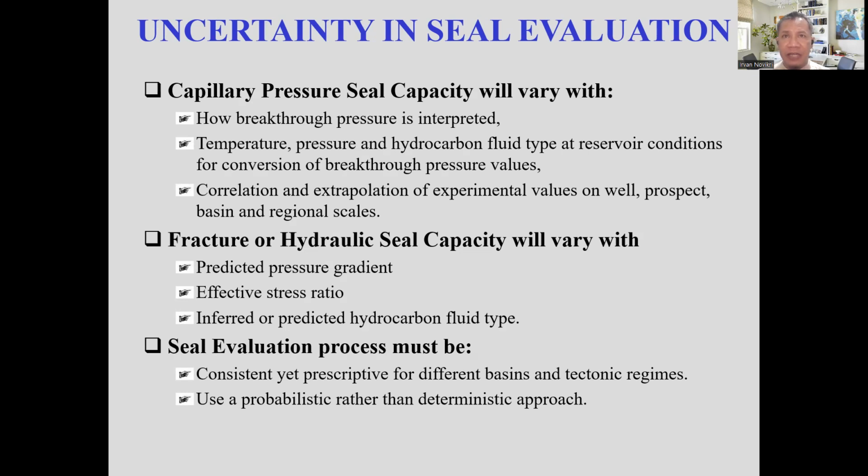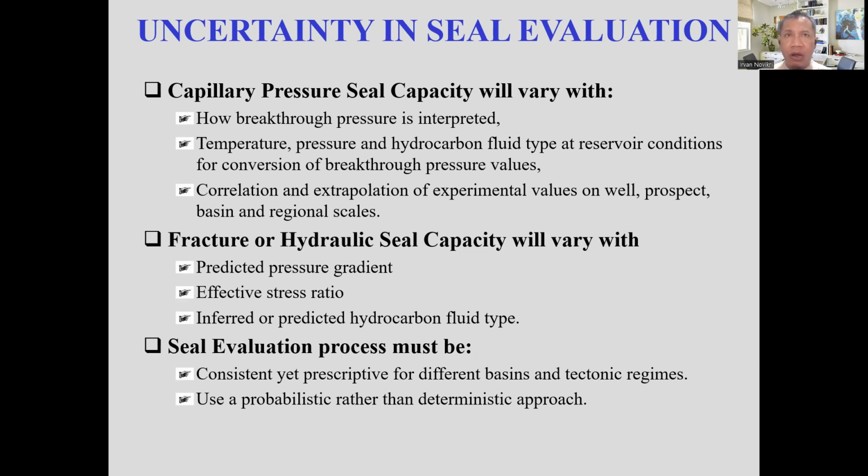The capillary pressure seal capacity, which refers to the ability of seal to prevent fluid flow, can vary based on several factors. These include how the breakthrough pressure is interpreted, the temperature, pressure, and type of hydrocarbon fluid present in the reservoir, and also the correlation and extrapolation of experimental value across the different scale. All of this variation highlights the need for consistent yet adaptable seal evaluation process that considers probabilistic approach.